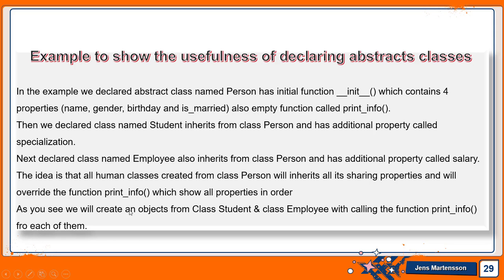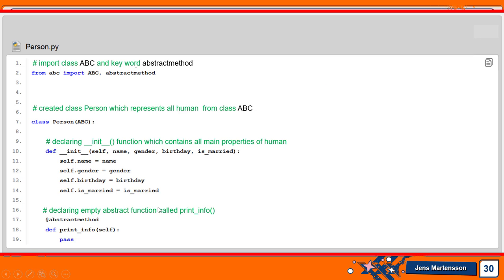This is an example to show the usefulness of declaring abstract classes. This is the person module, which has name, gender, birthday, and is married. Abstract ABC. Import class ABC and the keyword abstractmethod. Here is an abstract function, print info, with self for all these parameters.